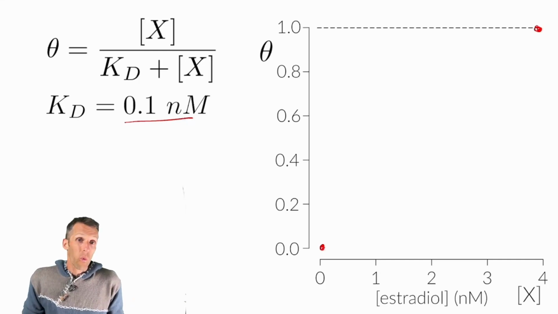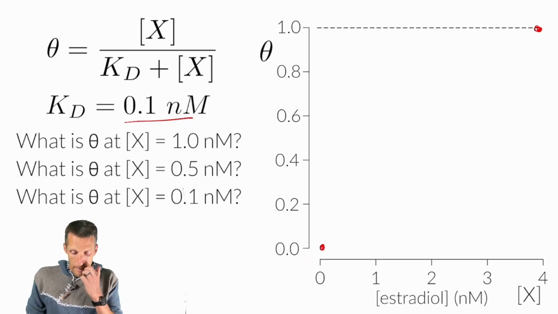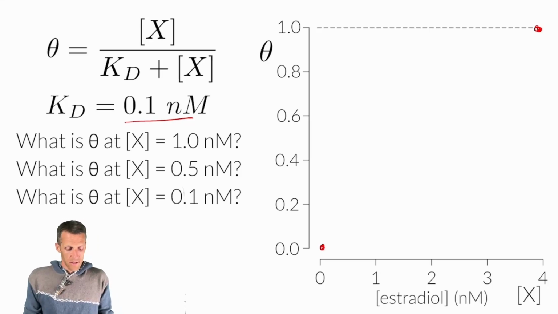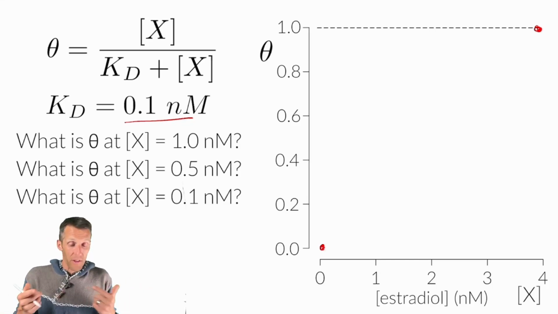And so now we're basically home free, right? We want to know what is the relationship between our estradiol concentration, our X concentration, and our fractional saturation. We have an equation and we have a number. And so we just have to plug some numbers in. So what I'd like you to do is calculate these numbers. What is theta at X equals 1 nanomolar? What is it at 0.5 and what is it at 0.1 nanomolar? So this is a great time to pause the video and try to fill in this curve yourself. So why don't you pause it?